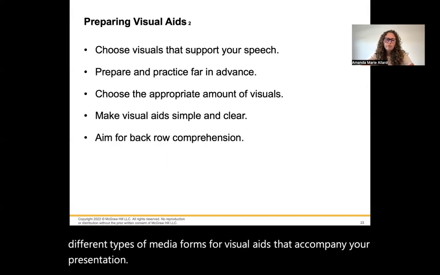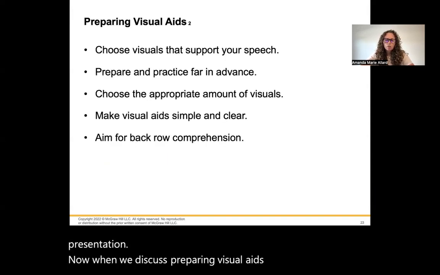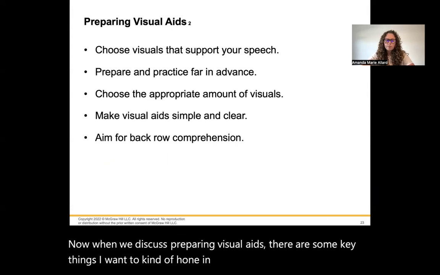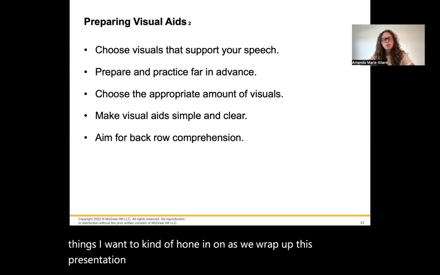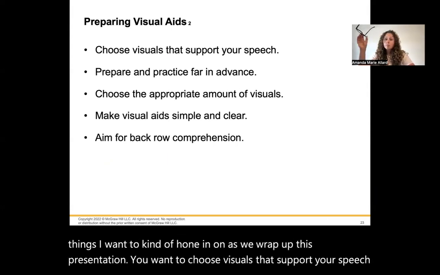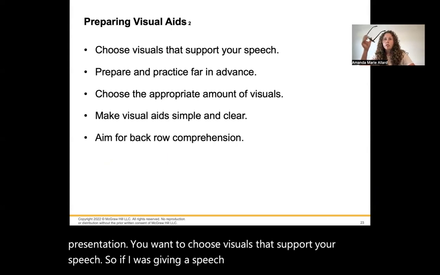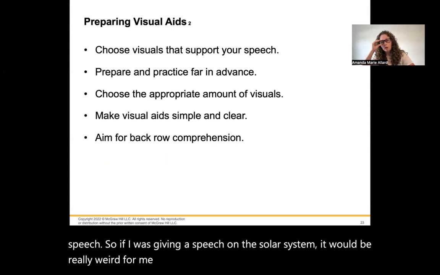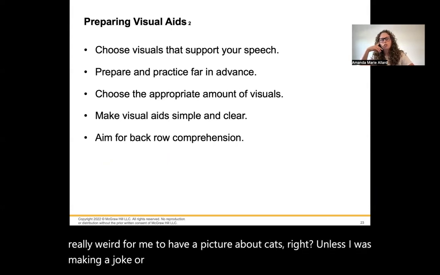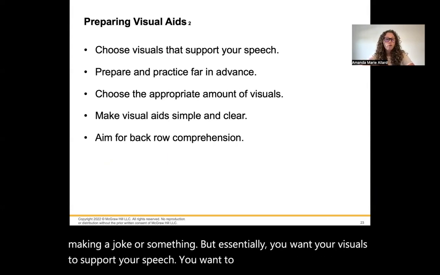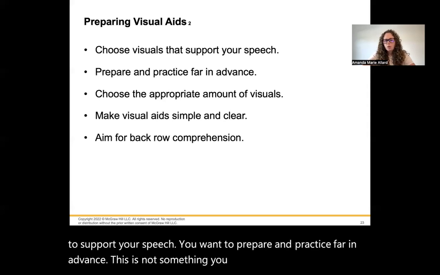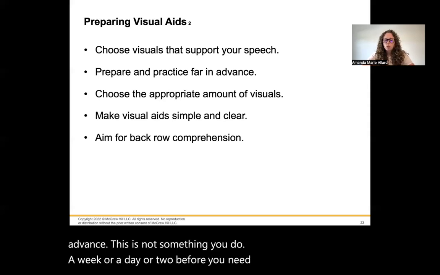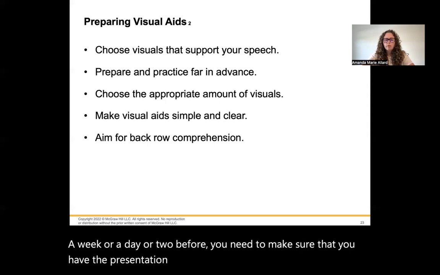Now, when we discuss preparing visual aids, there's some key things I want to hone in on as we wrap up this presentation. You want to choose visuals that support your speech. If I was giving a speech on the solar system, it would be really weird for me to have a picture about cats, right? Unless I was making a joke or something, but essentially you want your visuals to support your speech. You want to prepare and practice far in advance. This is not something you do a week or a day or two before. You need to make sure that you have the presentation prepared enough in advance.